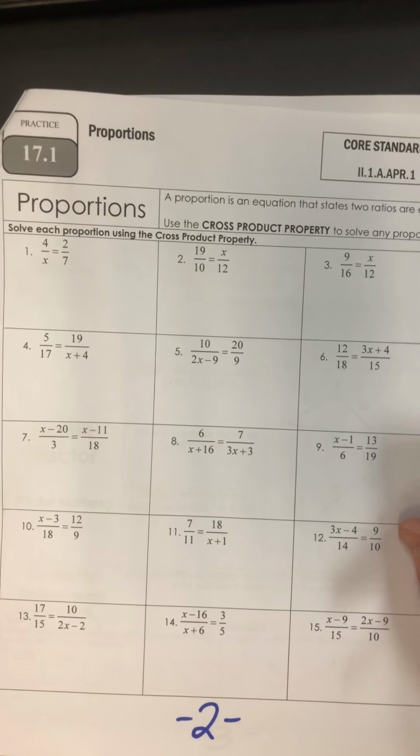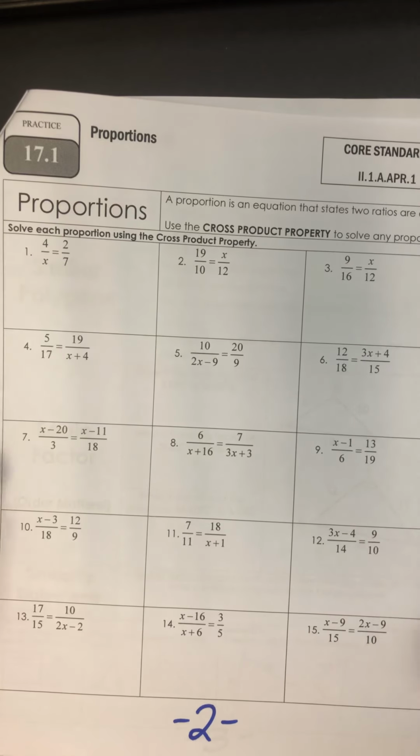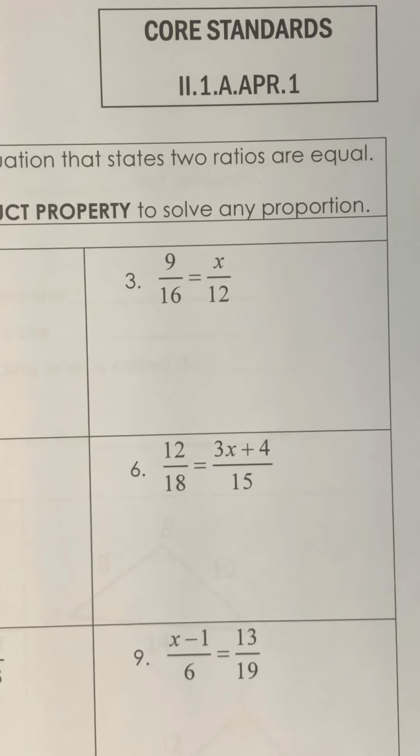Okay, so just as in terms of review, a proportion is basically 2 fractions set equal to each other. It's 1 fraction equal to 1 fraction. And the way we solve those is by a cross multiply, and we set them equal to each other. So we call that the cross product property. A proportion is an equation that states 2 ratios are equal, so 2 fractions are equal. Use the cross product property to solve any proportion.